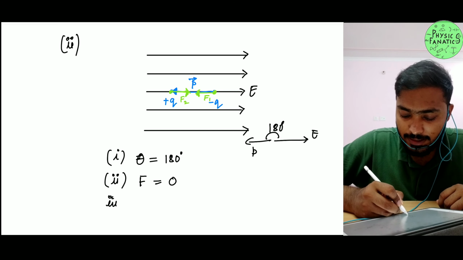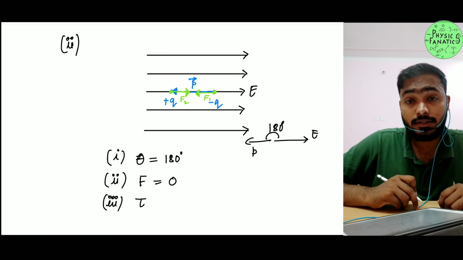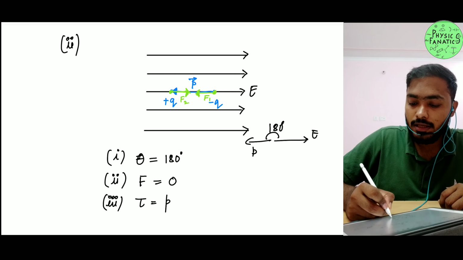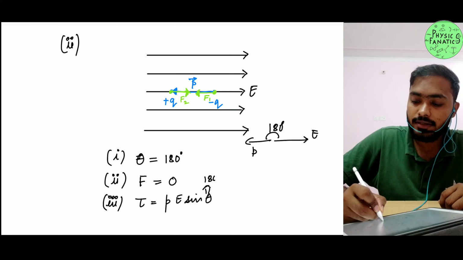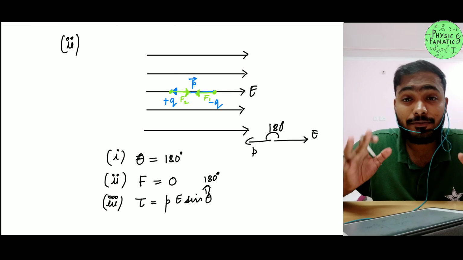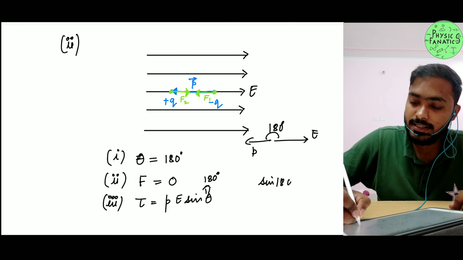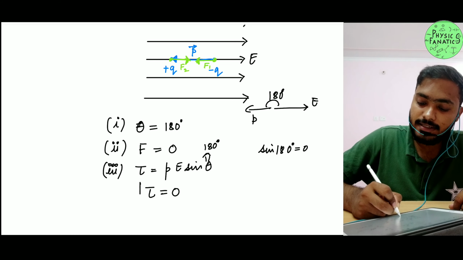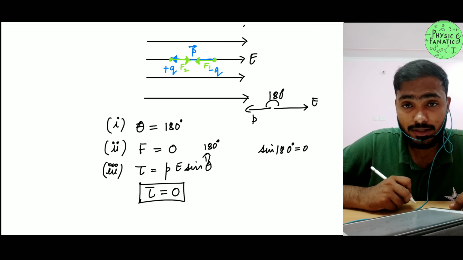Great. The third case is your torque. What will be the torque, right? So obviously torque is given as P times E sine of theta, right? And the value of theta is 180 degree, and we know sine 180 is actually 0, right? So again, the torque that is acting on it is equal to 0. So there is no torque acting on it, right?